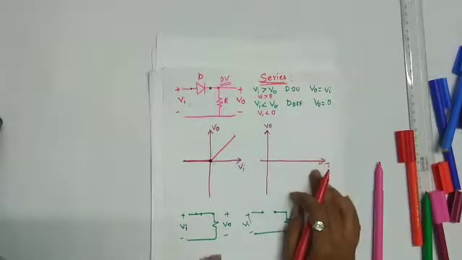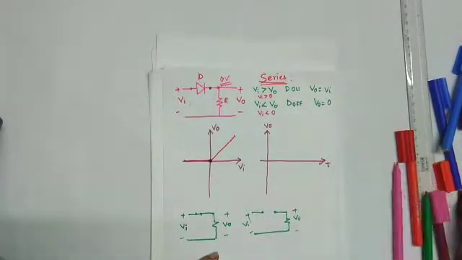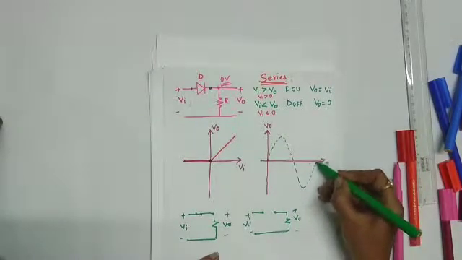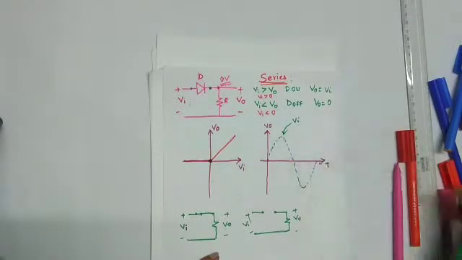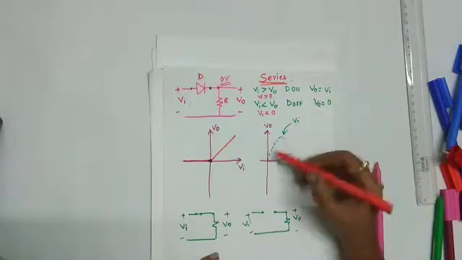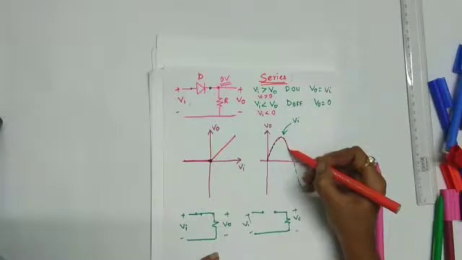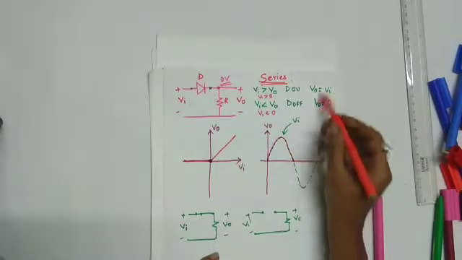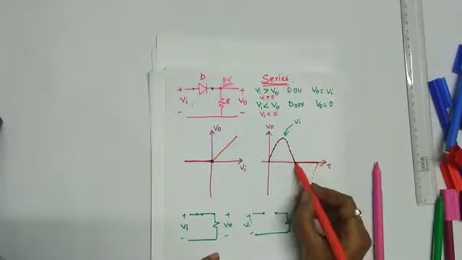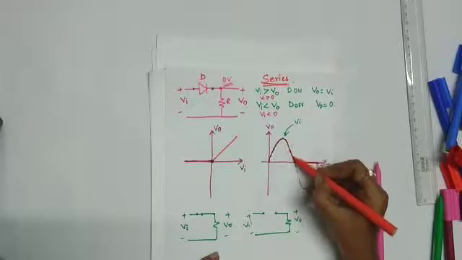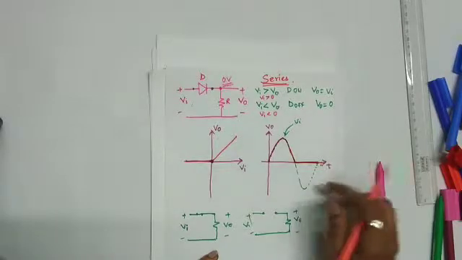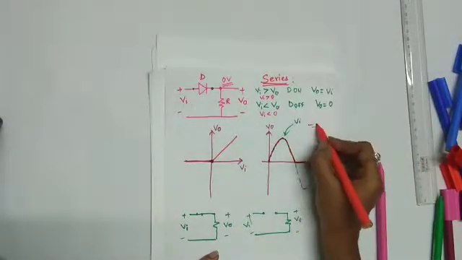Now if you draw the waveform of V0 versus t, it will be like this. Suppose we consider VI, we are applying a sinusoidal waveform. This is VI. Now what happens to V0? For positive VI, V0 equals VI. So the output waveform follows VI. And for negative VI, the output voltage is 0. So this is the output waveform. You can observe that the entire negative waveform is clipped in this circuit. So this is called a negative clipper.